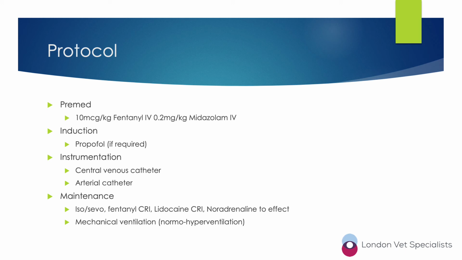Usually we instrument these patients so that we can keep a very close eye on their cardiovascular system. So they'll generally have a central venous catheter for drug administration and blood sampling, and also arterial catheterization to measure acute changes in blood pressure. Maintenance can be with isoflurane or sevoflurane, and again, in order to reduce the amounts of these vasodilatory drugs, we tend to run infusions alongside: fentanyl for analgesia and MAC sparing effect, lidocaine as an anti-inflammatory and for MAC sparing effect, and noradrenaline to help support the blood pressure.